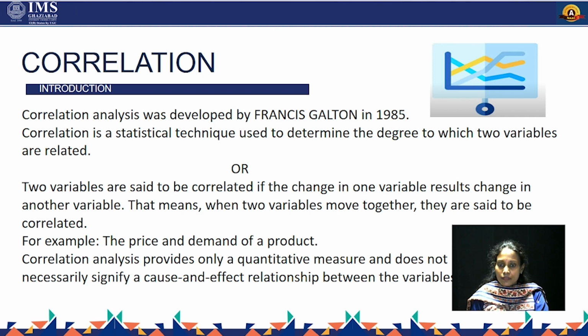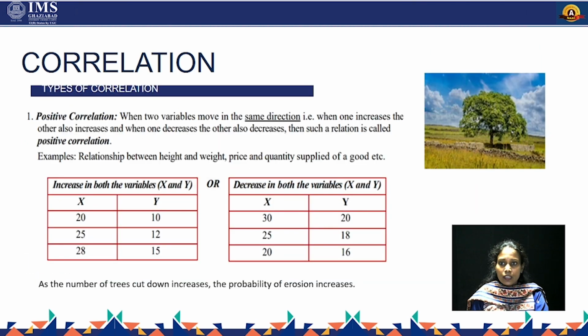For example, the price and demand of a product. Correlation analysis provides only a qualitative measure. That means it tells us whether the two variables are correlated or not. It doesn't specify the cause behind it, or the effect of the relationship between these two variables. Now, types of correlation, types of linear correlation.